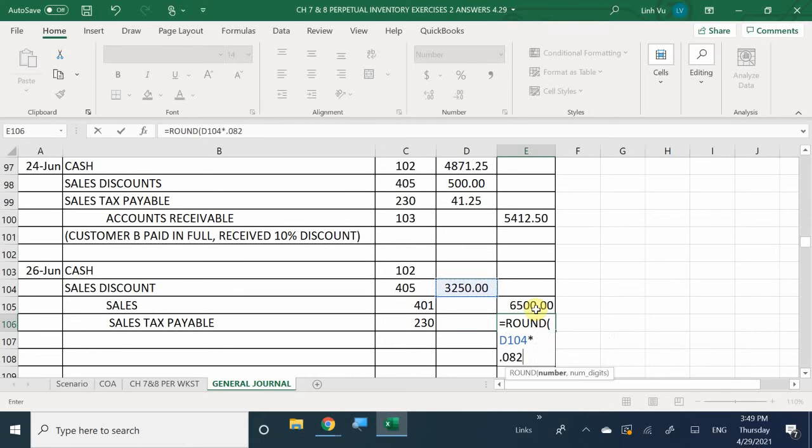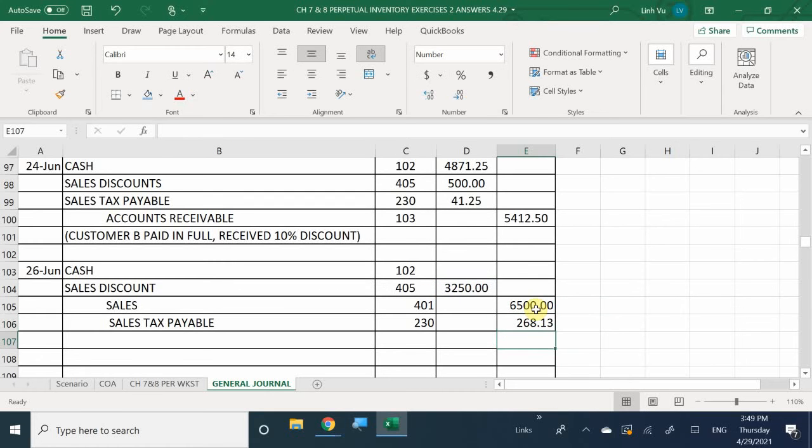268.13. So in this case, I just use the number because I know if it's 50%, it's easy to calculate, right? It's going to be 32.50. So therefore, I just multiplied the tax for that, and I got that. So therefore, how much cash should I actually be receiving?